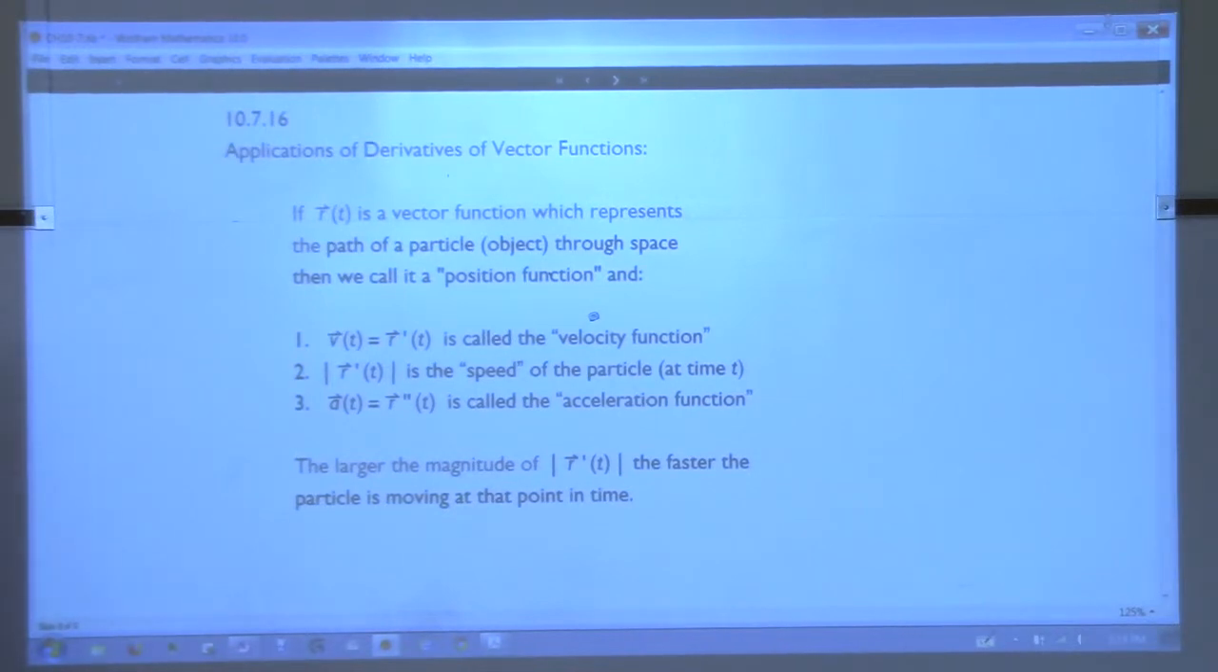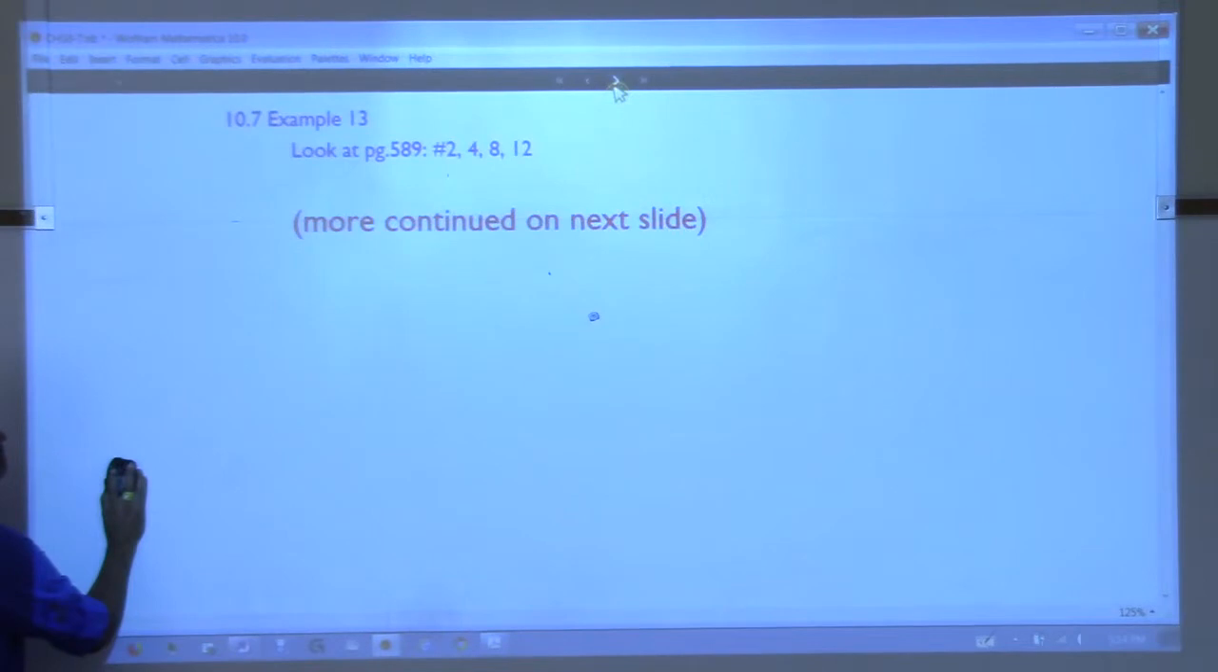All right, the larger the magnitude of the derivative, the faster the particle is moving at some point in time.